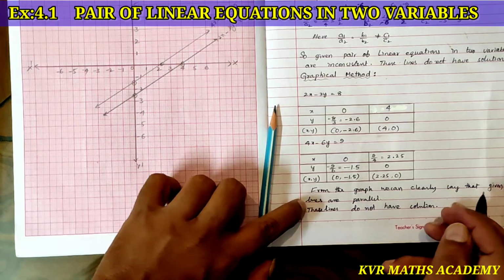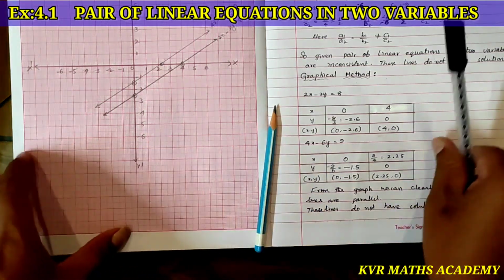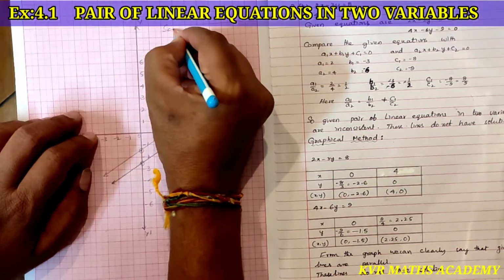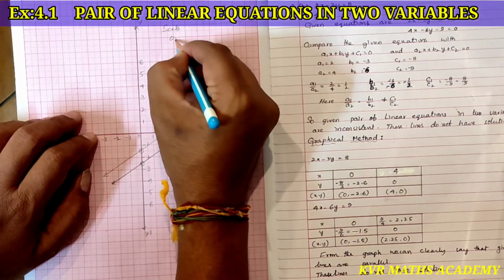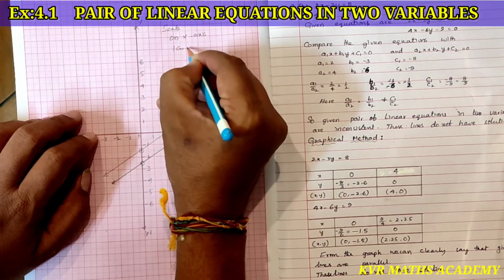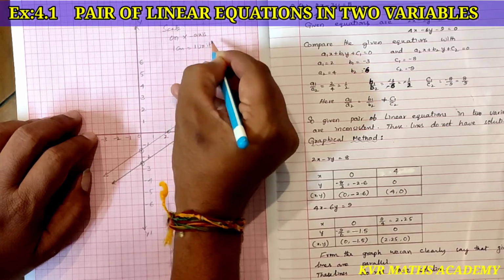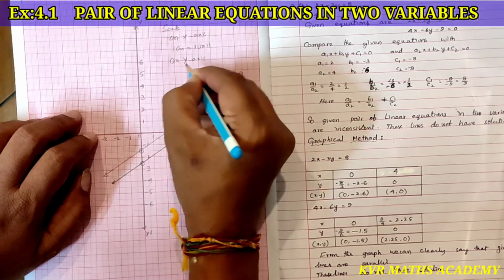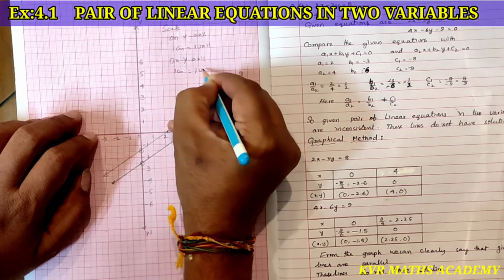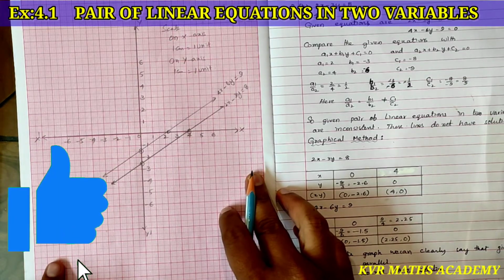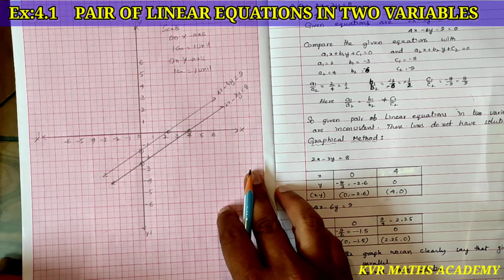Right? Have you understood? Finally what we have to do? Yes, scale we should write. Write down the scale. On the x-axis, 1 centimeter is equal to 1 unit, right? On the y-axis, 1 centimeter is also equal to 1 unit. So have you understood clearly? Yes, you may note.